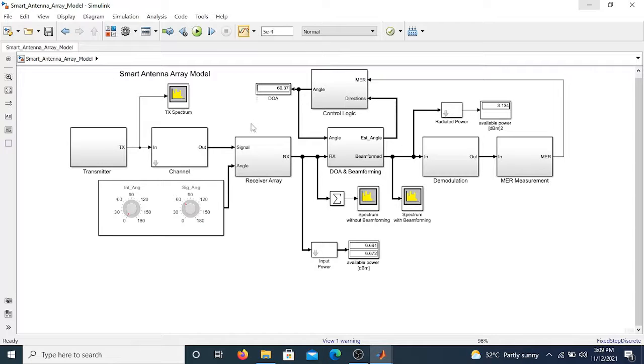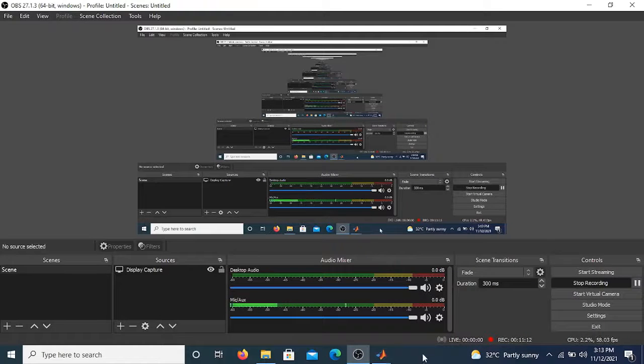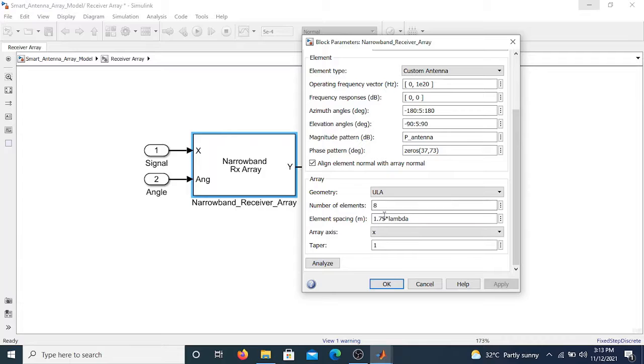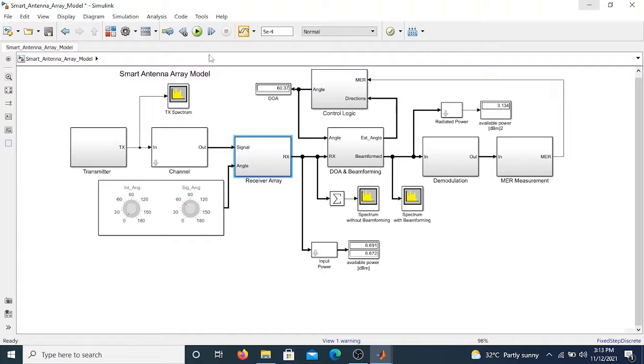So in that case, we further increase the distance between our antenna elements. The next inter-element spacing would be 1.75 lambda. Once the inter-element spacing has been changed, go back to the simulation, run it, and wait for the results again.